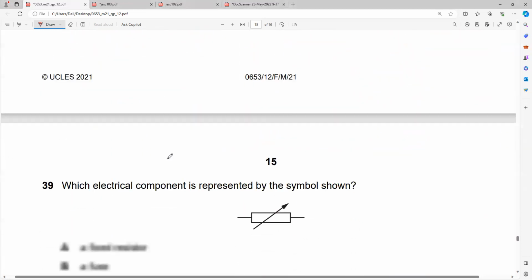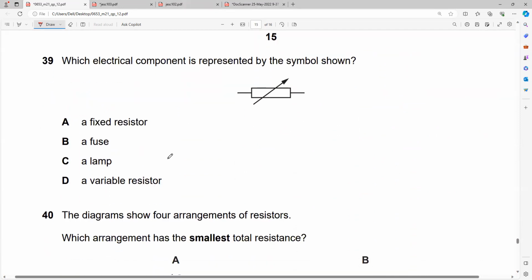So option C. Next, which electrical component is represented by this symbol? By this symbol. Variable resistor. That is only we can say its name, rheostat.